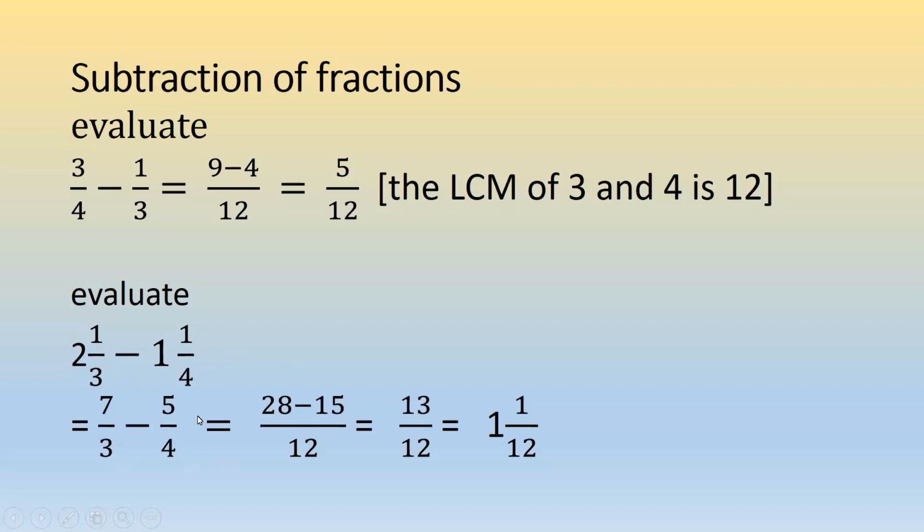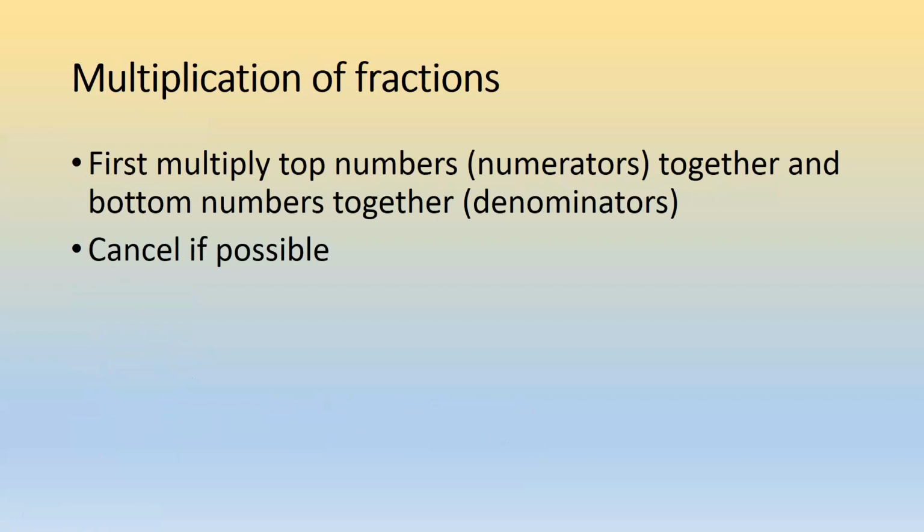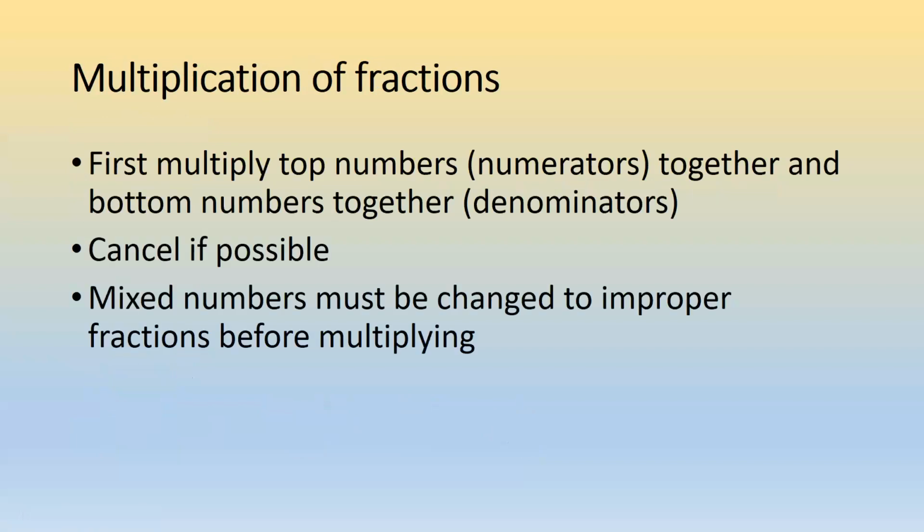here. So realize that in following that same principle, we're able to get 13 over 12, and then we changed it into a mixed fraction to simplify it further. And you know that 12 can go into 13 once, and the remainder is one, and our denominator remains the same, to be 12. Okay, so we'll now move to multiplication of fractions.